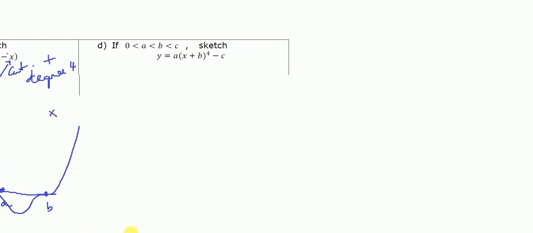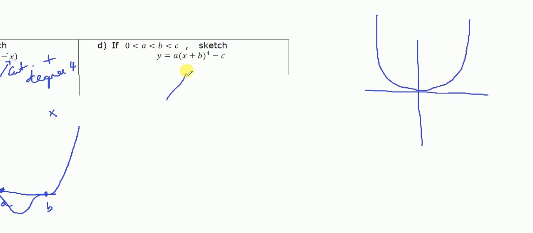And looking at D, I've got a quartic, and that quartic is a flat-bottomed quartic, like this, because there's only one x and there's only one factor. It's not really a factor because I've got a minus c, but it's been raised to the power of 4. But it's been moved, the turning point is at minus b, minus c. And I know that A, B and C are all positive.